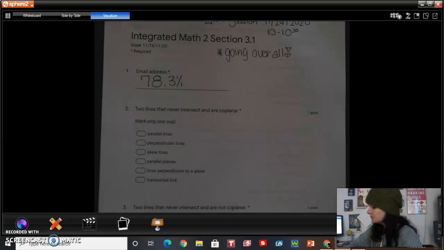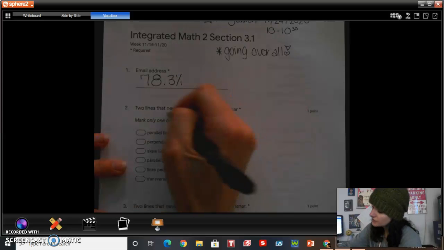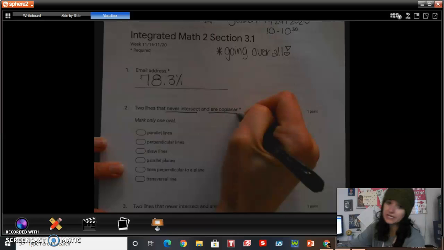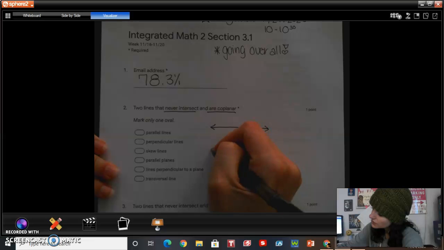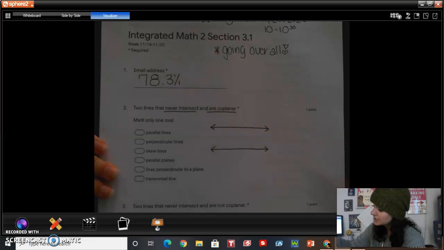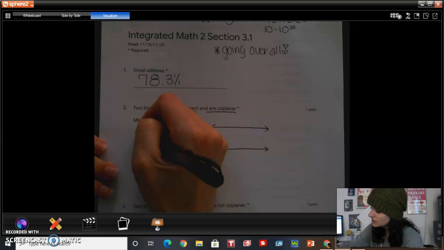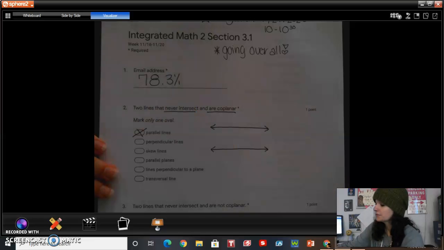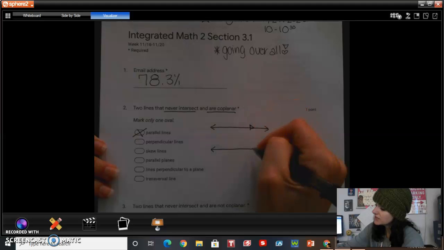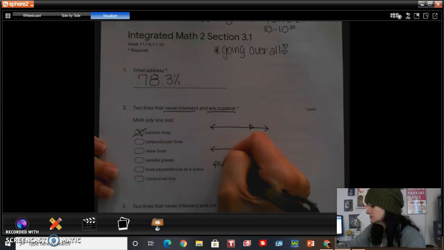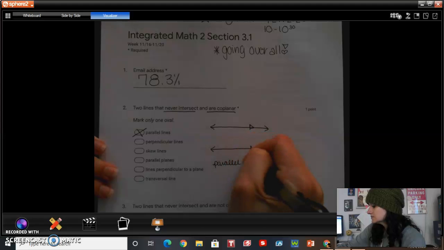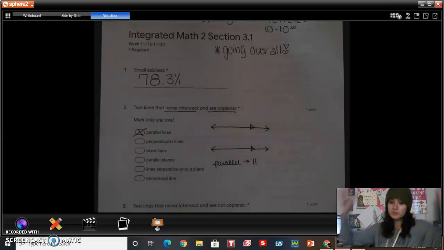So here we go. Our first one is two lines that never intersect and are coplanar. Whenever two lines never intersect and are on the same plane, they're called parallel lines, okay? Remember, when they're parallel, they're identified with having the same amount of arrows, like that. And the symbol for parallel is the little touchdown, which is what they look like anyways.